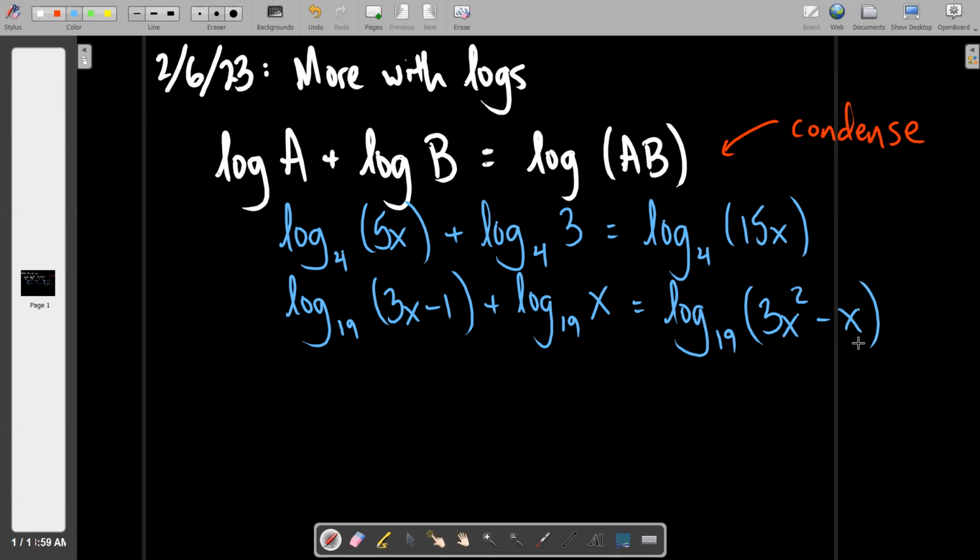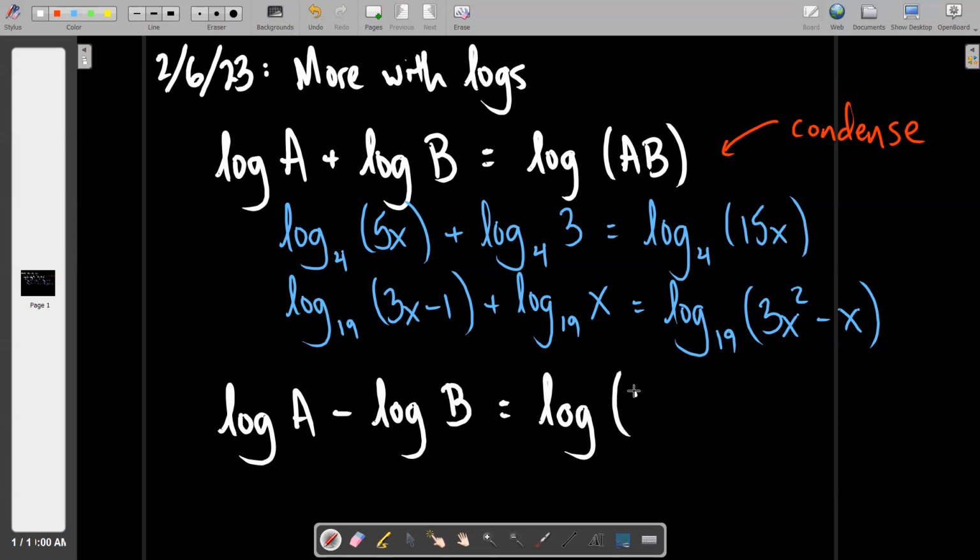Okay. Any questions about that first property? All right. The second property works similarly. I'll see if you can figure this out. If I have a log, again any base, it doesn't matter, with an argument of a, and I subtract a similar log, again same base, different argument. You guys want to guess this time how we condense? We divide. So we condense into a single logarithm with an argument of a divided by b.